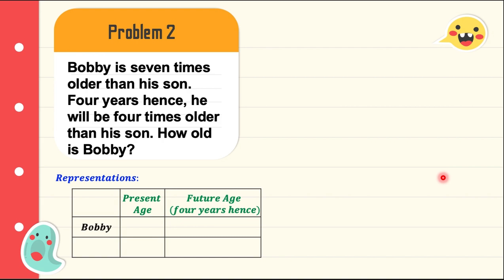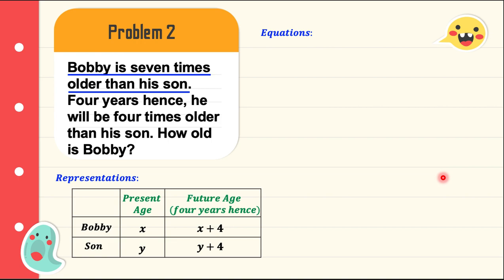So we are talking about Bobby and his son. So the present age of Bobby will be x, and the present age of son will be y. And then for the future age, so that is 4 years hence, so we have to add 4 on the age of Bobby and his son. So that will be x plus 4 and y plus 4. So now we can get the equations here. So be extra careful as you translate each of the sentences here into mathematical equation.